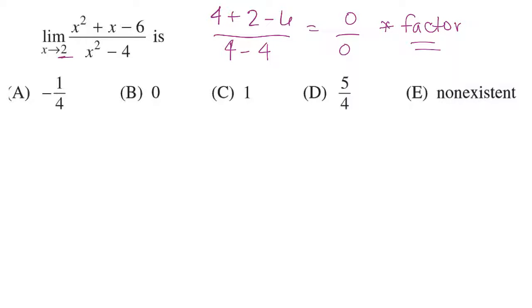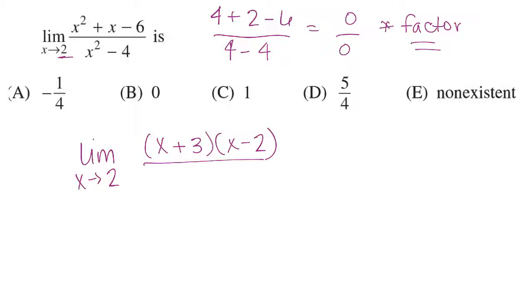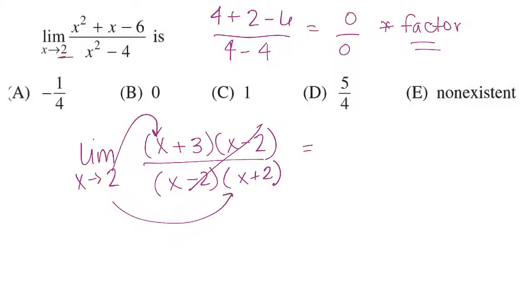So let's rewrite our limit as x approaches 2. We're going to factor the top, so that's going to be x plus 3 times x minus 2. And in the denominator, we're going to have x minus 2 times x plus 2. Those x minus 2's will cancel, and now we resubstitute in our limit. And so we're going to get 5 in the numerator and 4 in the denominator. So the correct answer for this one is D.